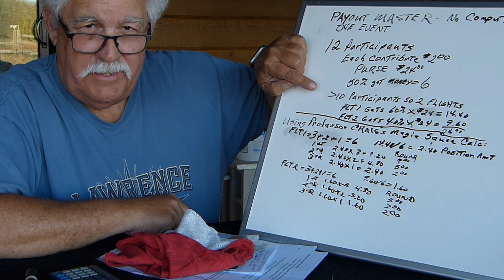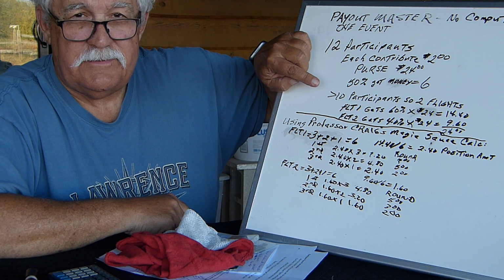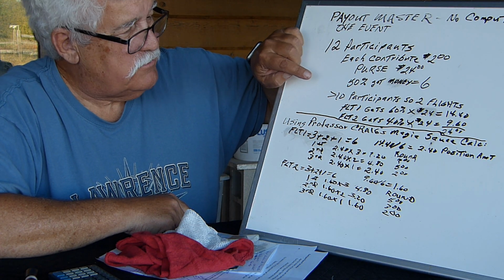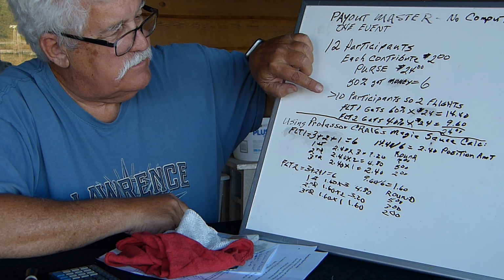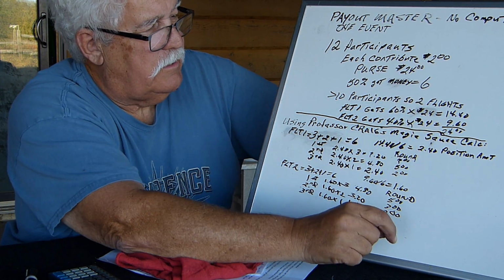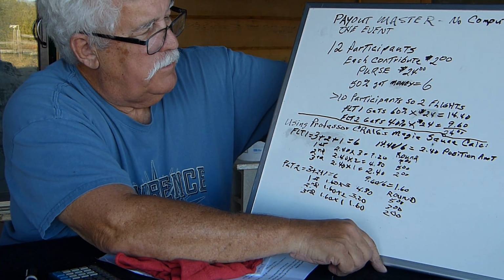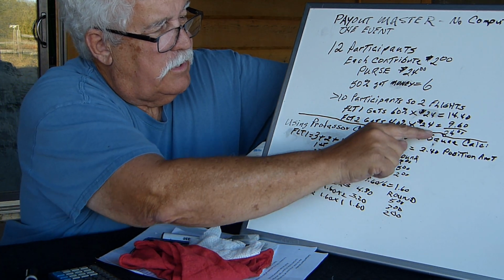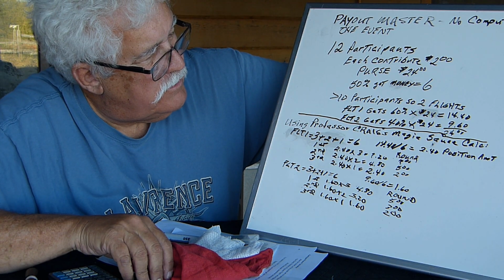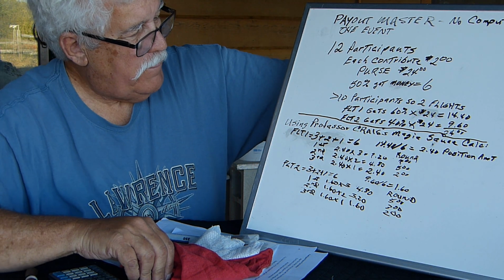Since we're greater than 10 participants, we will have 2 flights for our payback system. Flight 1 gets 60% of the $24, or $14.40, and Flight 2 gets 40% of the $24, which is $9.60. Okay.